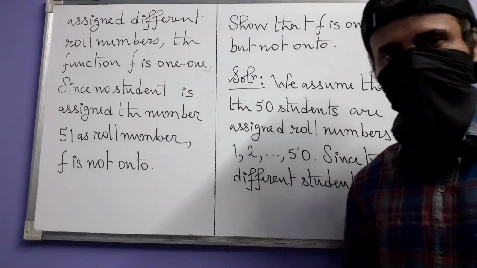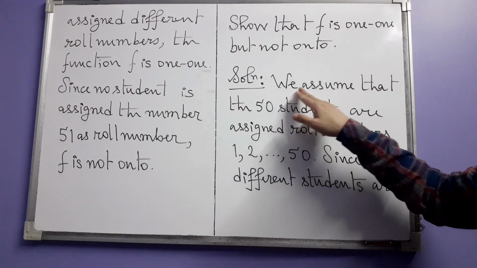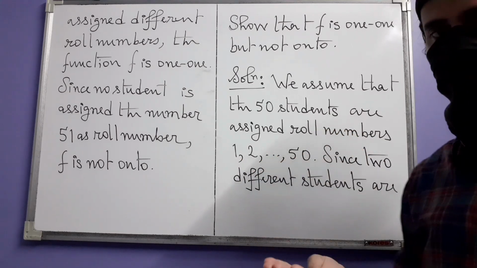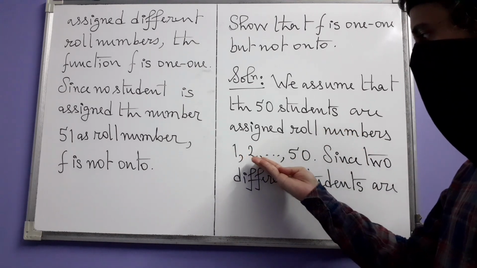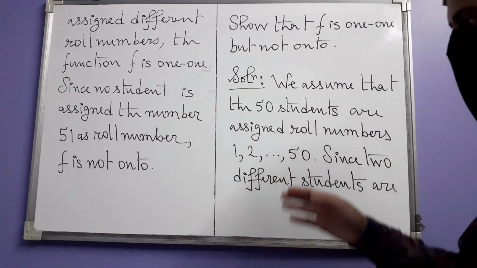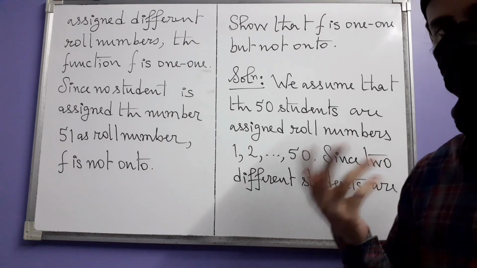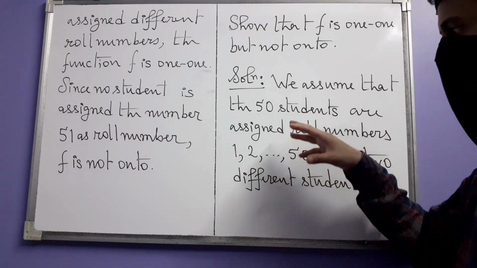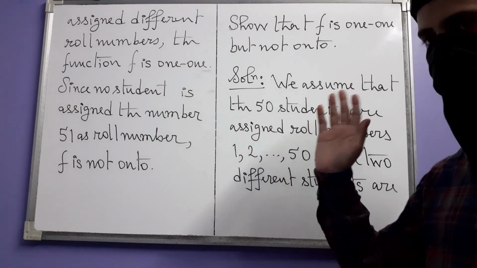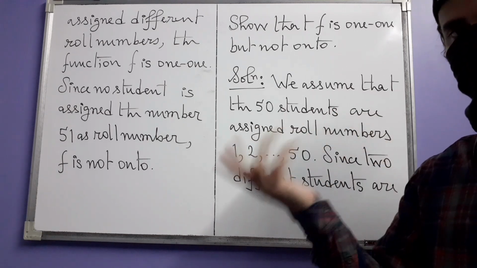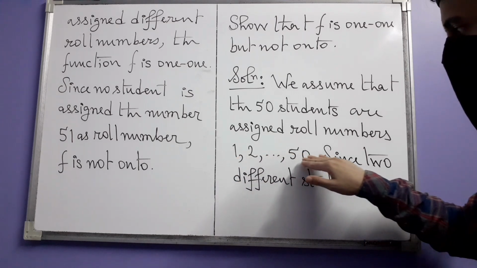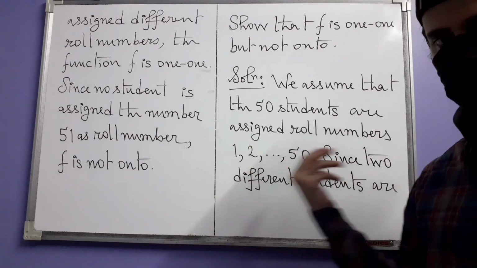So here's the solution. In the beginning of the solution, we assume that the 50 students are assigned these roll numbers, starting from 1 and then consecutively we reach 50. Because that's what we do. We do not start the roll number from 2 unless someone who joined the school left the school for something. Then the roll number 1 is gone, or it may be reassigned to someone else, but in a normal situation it starts from 1 and then it goes like that.